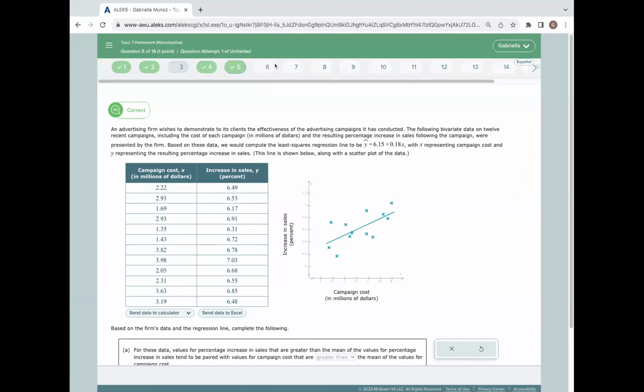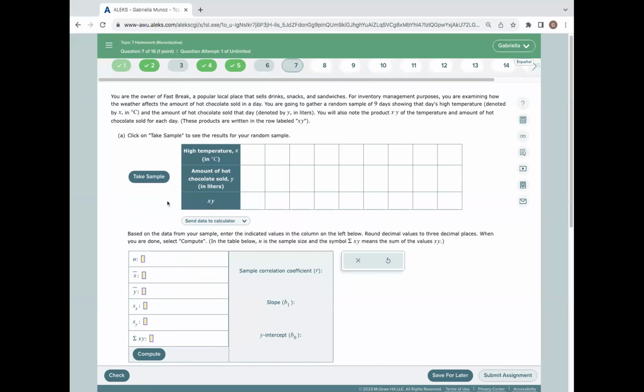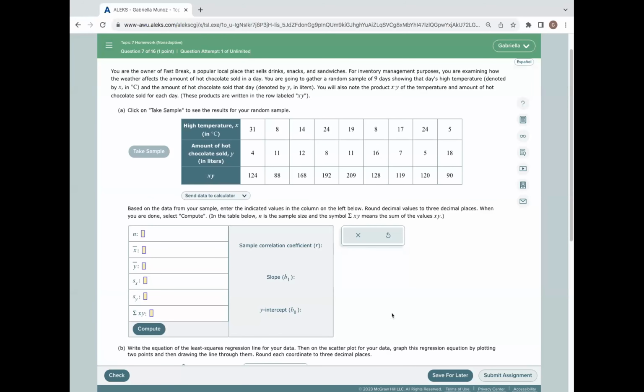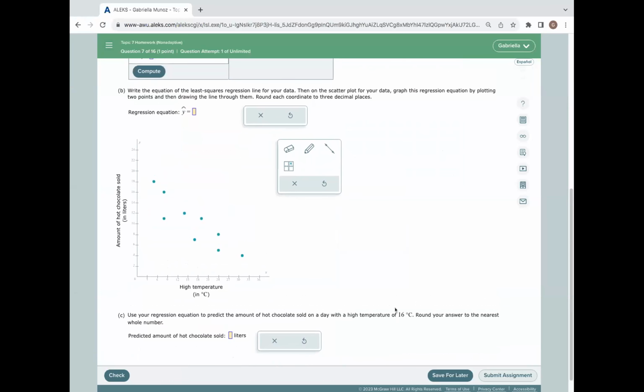Same one, we can skip it. So these ones, I'm going to take the sample, and then it comes out with a bunch of these numbers. I have a rough idea of this one, because I know n is 9. Right, and X bar is the mean of the X's, Y bar is the mean of the Y's, S is the standard deviation of the X's, and so on. Scroll down there for the rest of that. There's the equation.